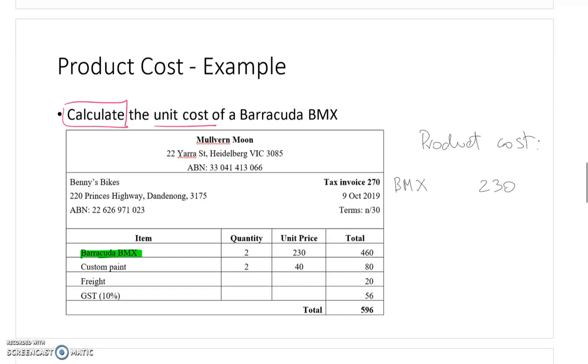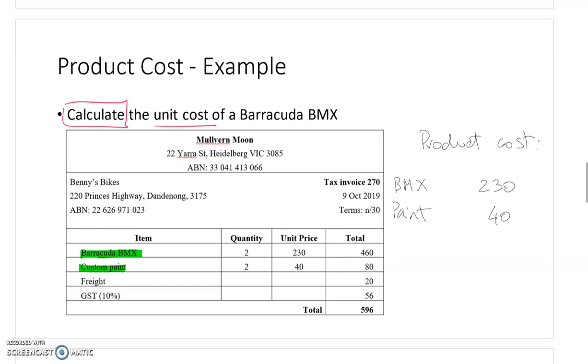Secondly, we've got a custom paint job on this invoice. So we bought two BMXs. We had two custom paint jobs, so one per BMX, each with a cost price of $40. So we can include the paint as a product cost because that's going to get it in a condition ready for sale. So we buy the Barracuda BMXs, they're painted by our supplier, and then they're ready for sale. So it gets in a condition ready for sale.